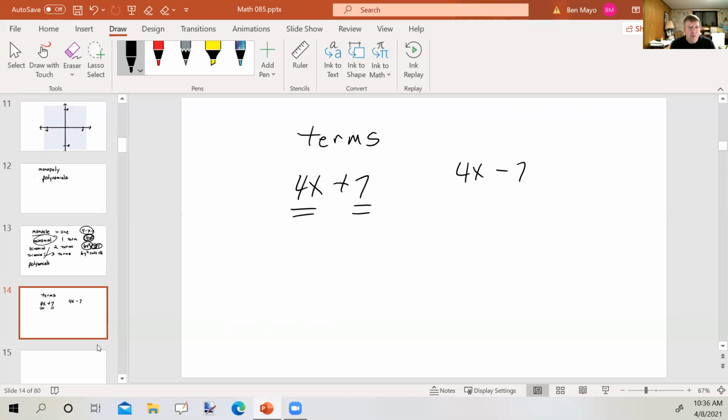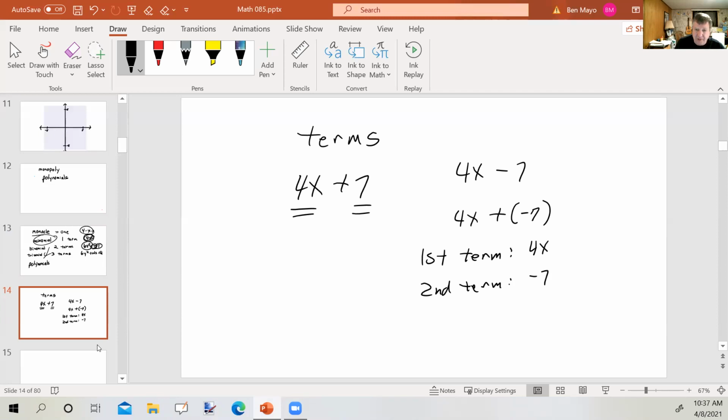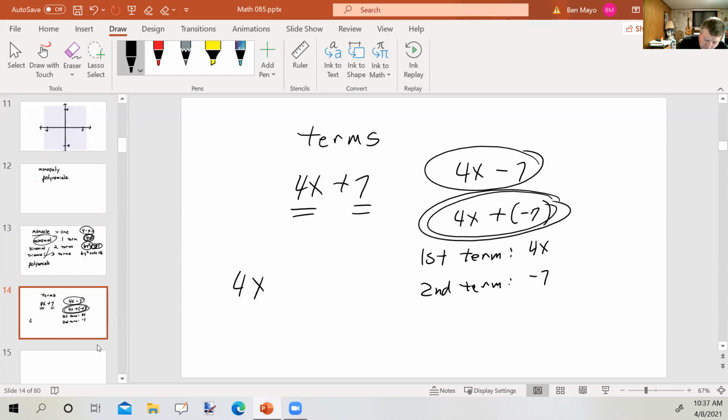It is, but if we were to label the individual terms, we would think of this binomial as 4x plus negative 7. Recall that you can change subtraction into addition of the opposite. So the first term would be 4x, and the second term would be negative 7. Now, that doesn't mean that we have to literally rewrite this like that, but we would think of it this way. So if I said, what's the second term, it would be negative 7.